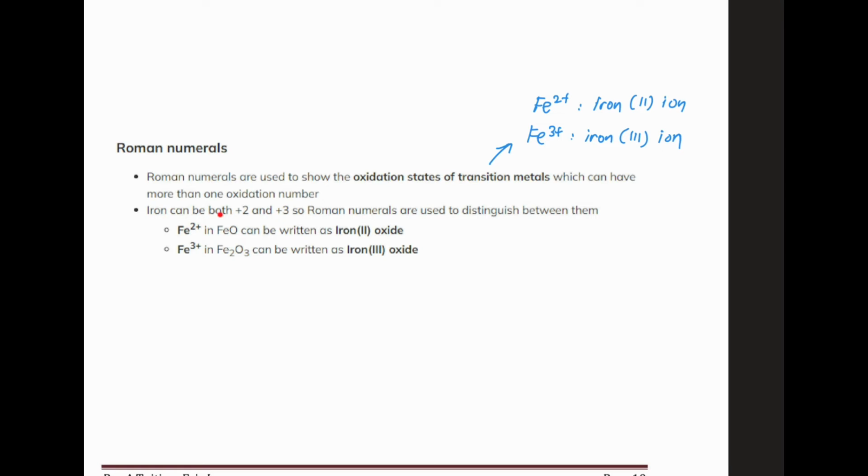So for example, iron can be both +2 and +3. So Roman numerals are used to distinguish between that. So Fe2+ in FeO can be written as iron(II) oxide. Fe3+ in Fe2O3 can be written as iron(III) oxide. So we have to write down the Roman numeral for transition elements or transition metals. Okay, now let's move on. The last page.